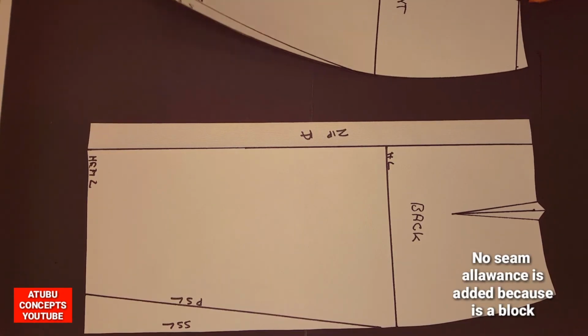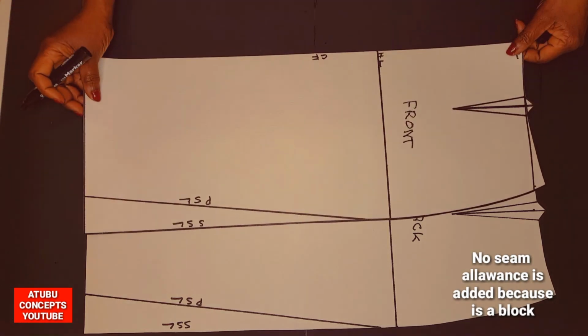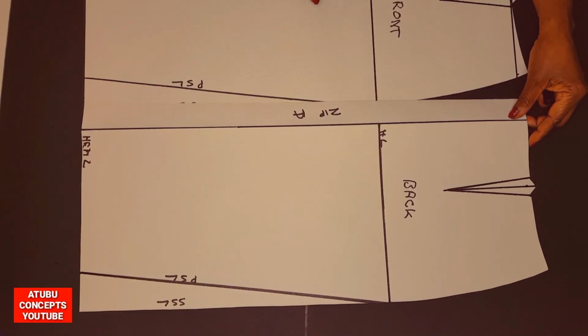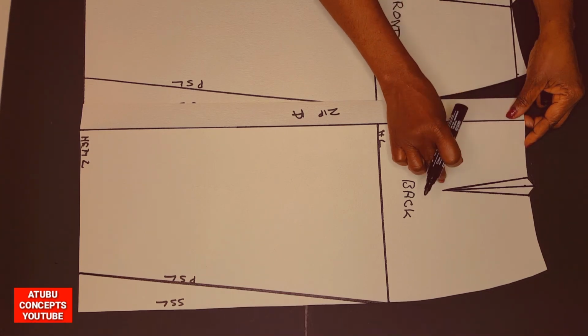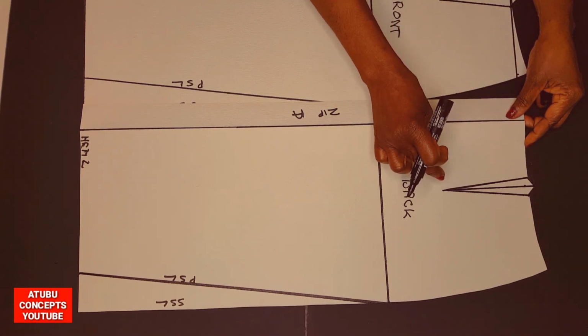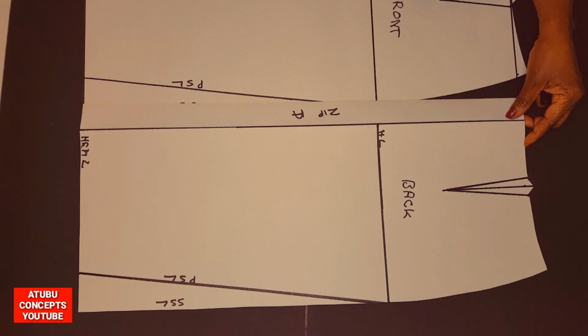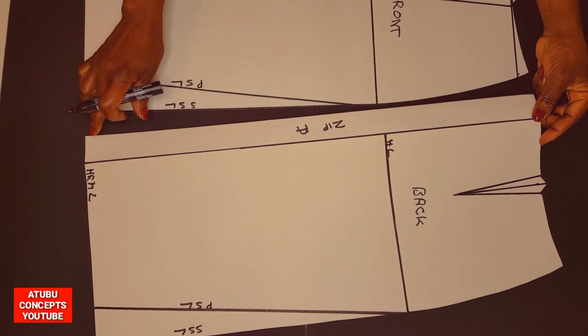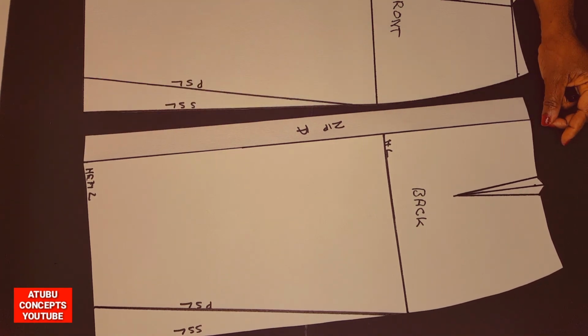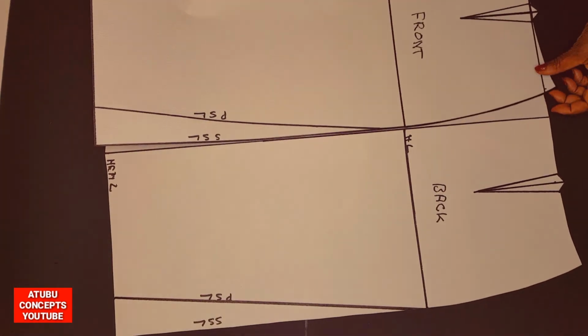This is the back block and this is the front. The difference between the front block and the back block is that the back dart is a little bit longer than the front dart with 1/2 inch. And the back block is with the zip allowance. That's the only difference between the back block and the front block, and every other measurement is the same.